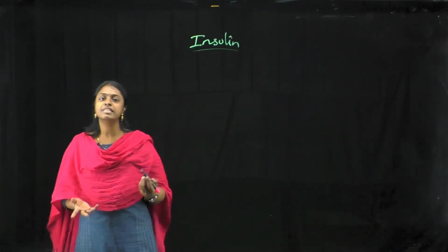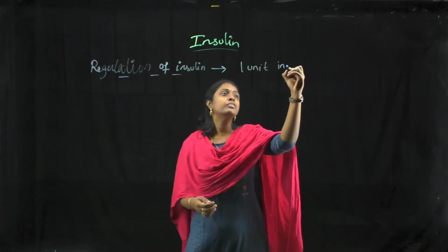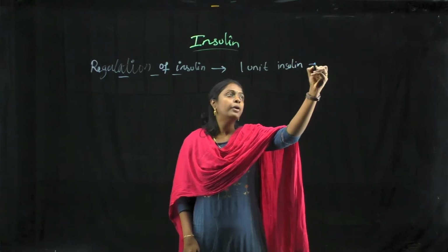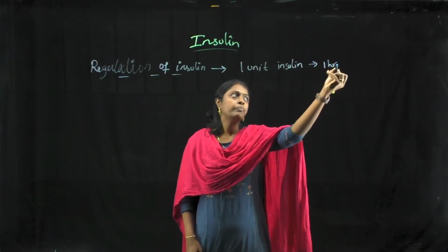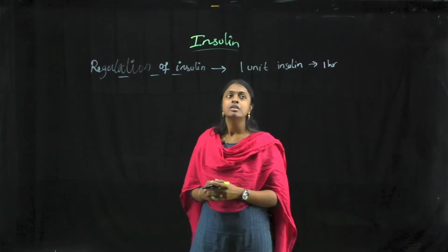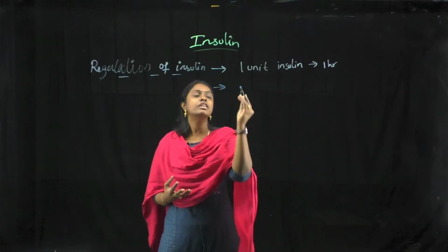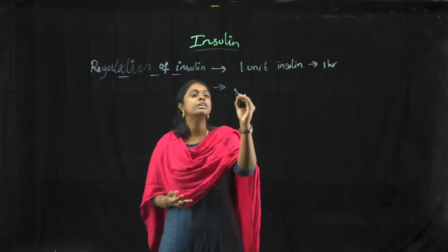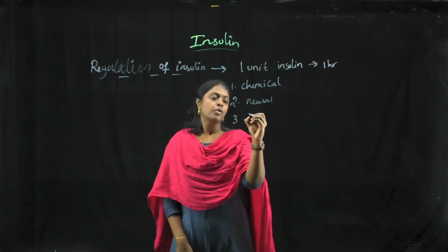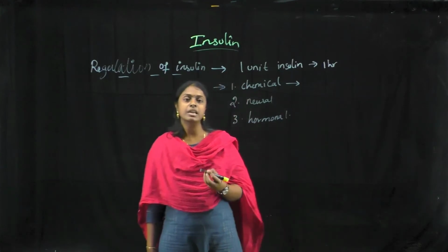Now let's see the regulation of insulin. Per day, 1 unit of insulin is released from the pancreas per hour. So for 1 hour we need 1 unit of insulin. How is this insulin production regulated? It is regulated with the help of three mechanisms: first chemical, second neural, third hormonal. Let's first see the chemical one. So how is it done chemically?